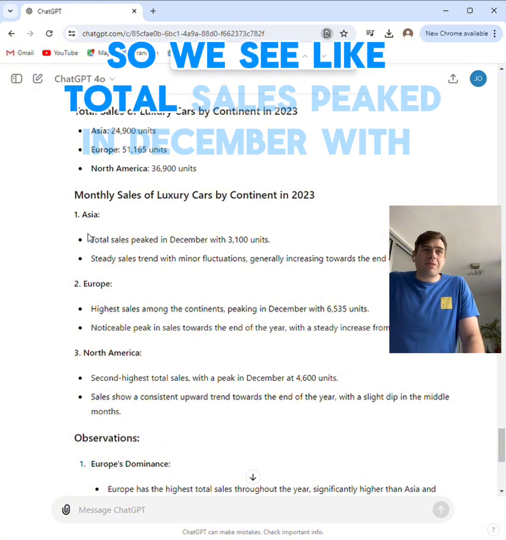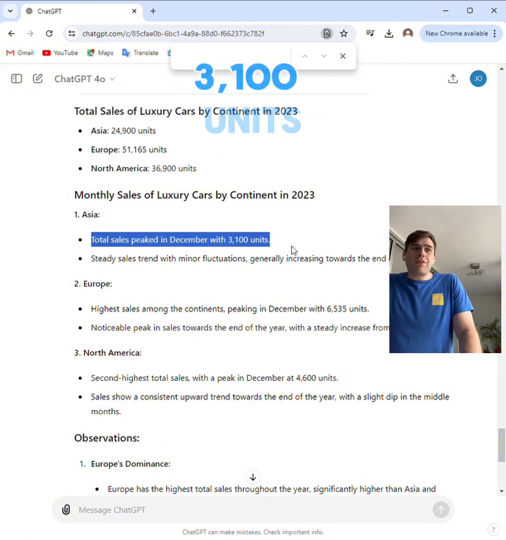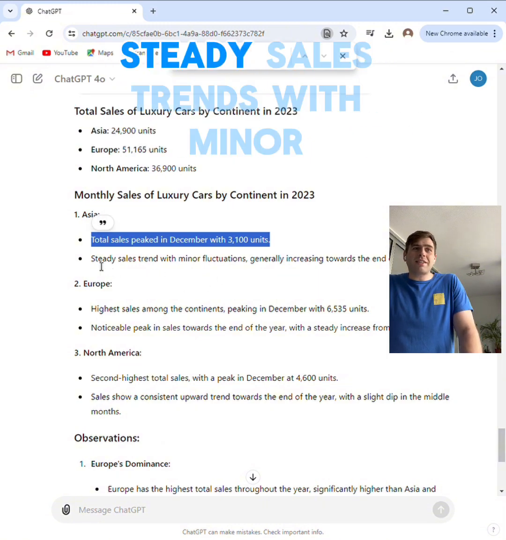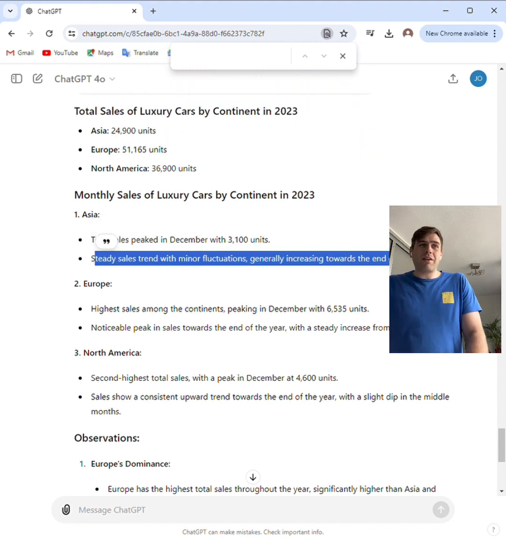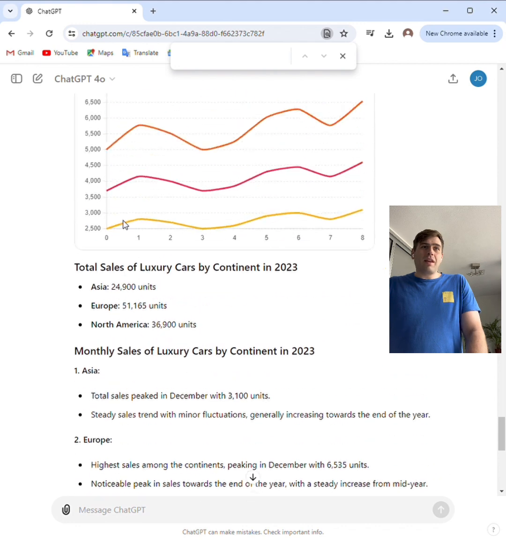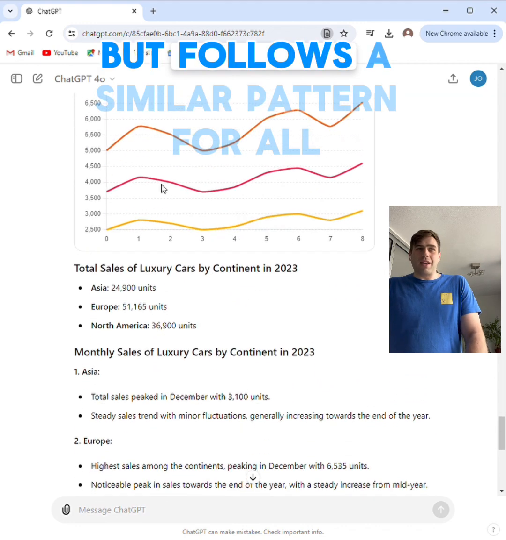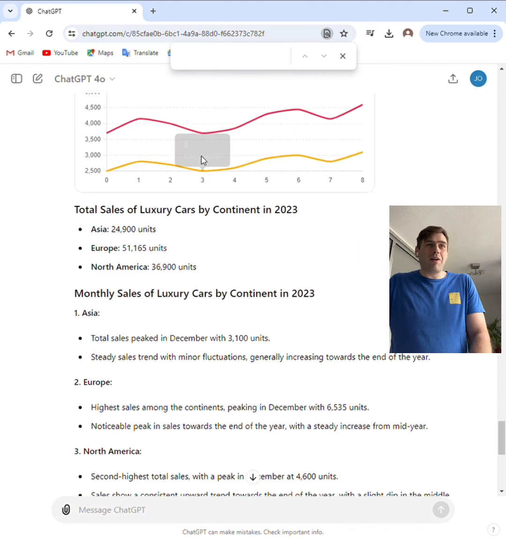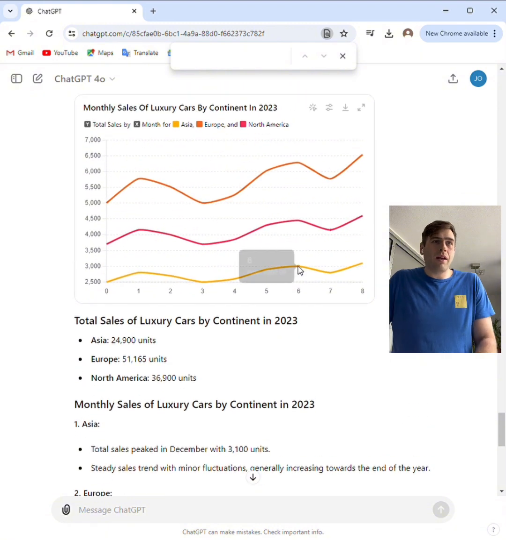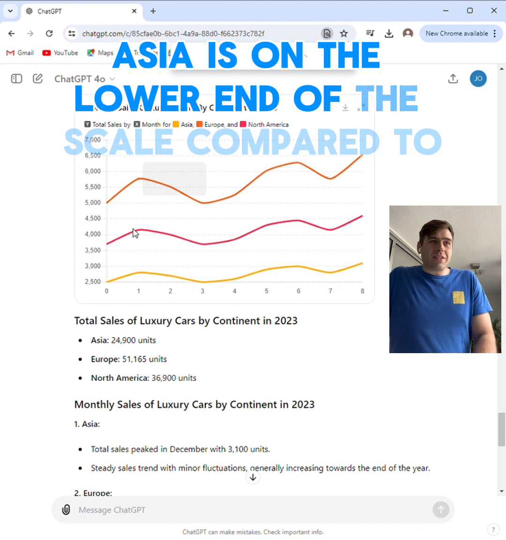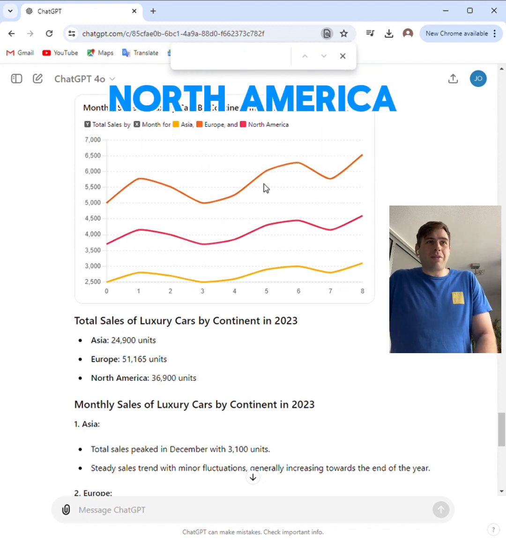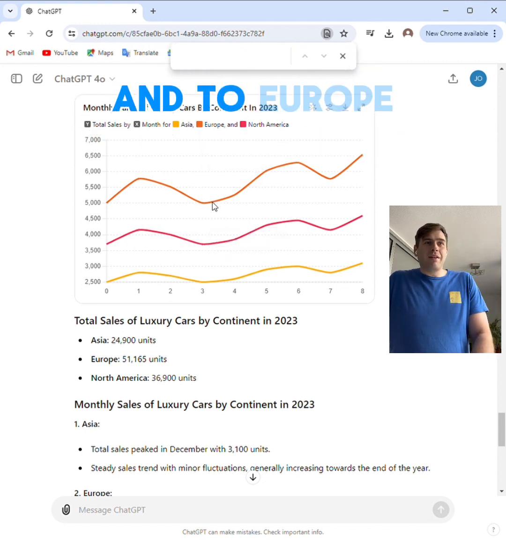So we see total sales peaked in December with 3,100 units, with steady sales trends and minor fluctuations, generally increasing towards the end of the year for Asia. But it follows a similar pattern for all, although Asia is on the lower end of the scale compared to North America and Europe.